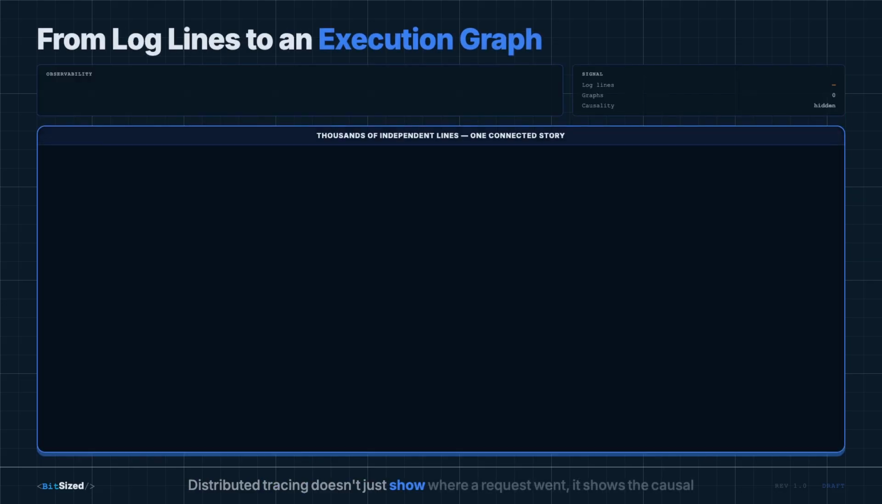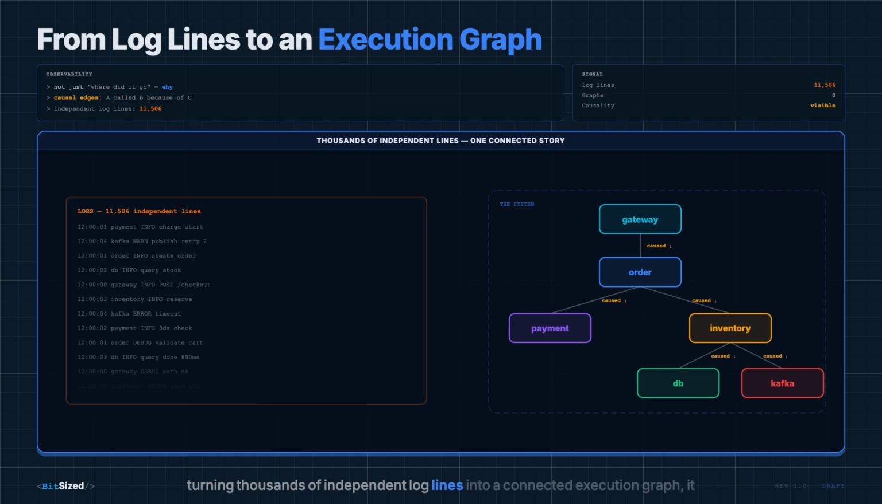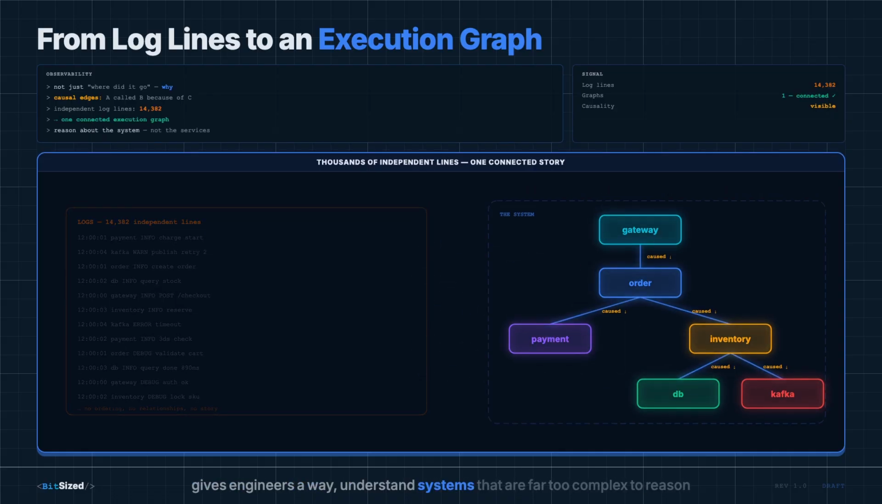Distributed tracing doesn't just show where a request went. It shows the causal relationships between operations across an entire distributed system. By turning thousands of independent log lines into a connected execution graph, it gives engineers a way to understand systems that are far too complex to reason about service by service.